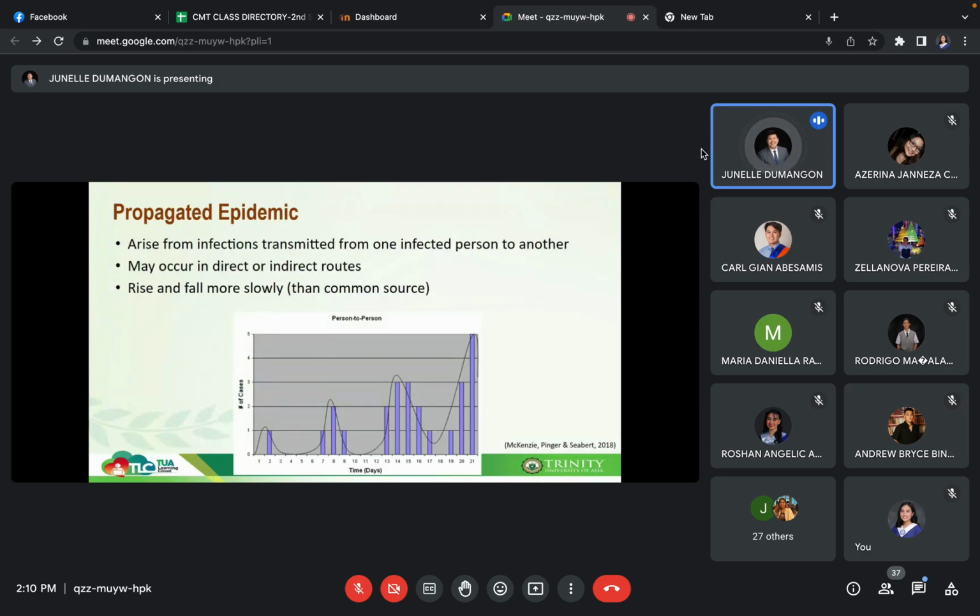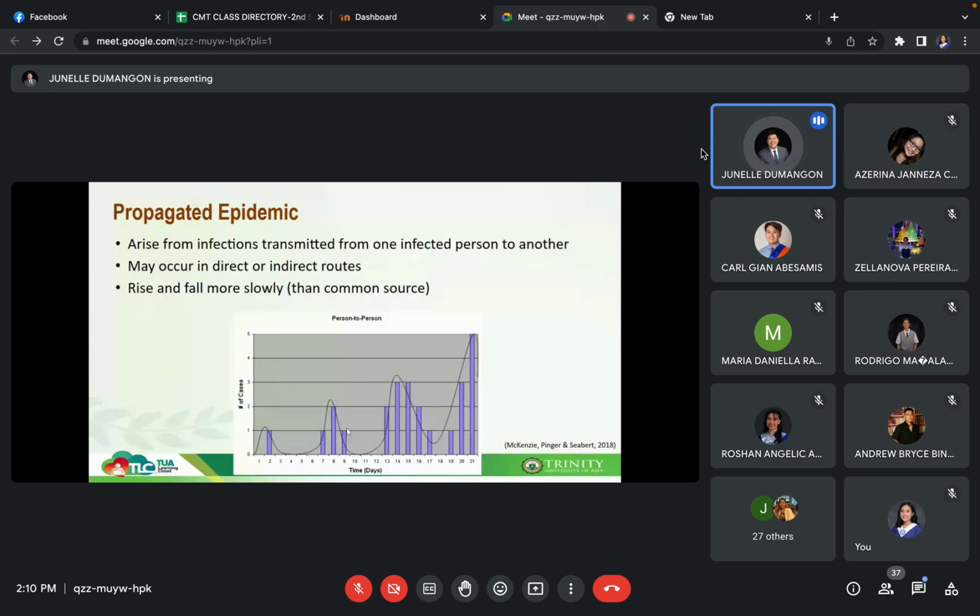Let's take COVID as an example. Initially, we only had one case of COVID. Probably that initial case came from China. Umuwi ng Pilipinas. So siya lang. He did not know that he had COVID. So he went to his family. After a few days, some of his family members already started getting sick.